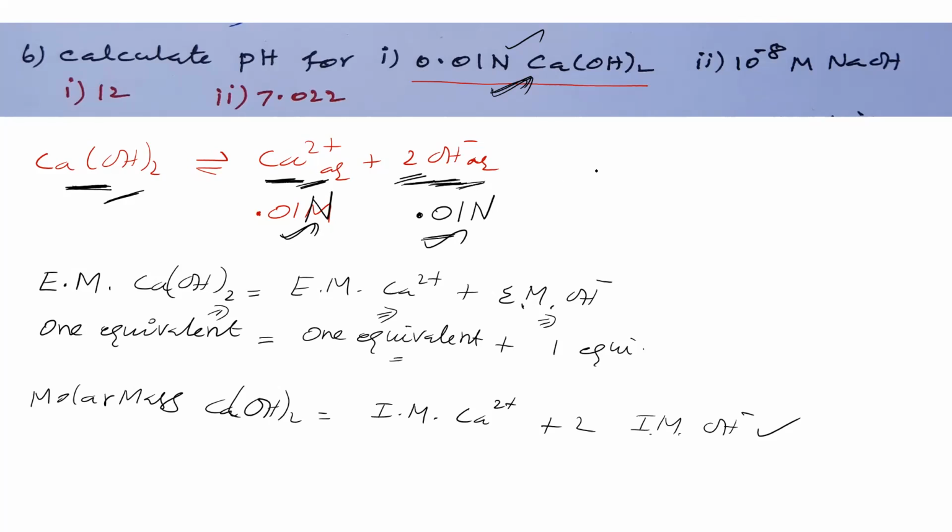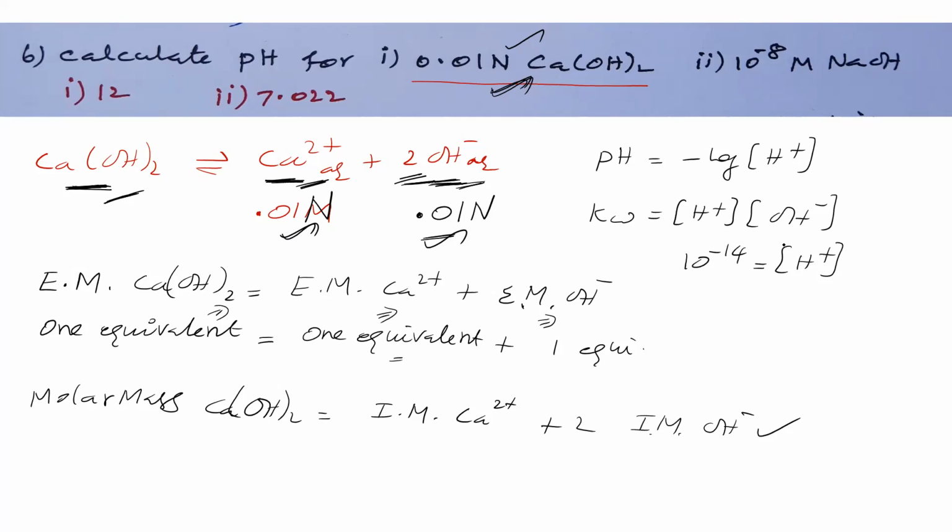Now we will find the pH. pH is equal to minus log of H plus concentration. We want the H plus concentration, and we know the OH minus concentration. Therefore Kw is equal to the concentration of H plus times OH minus. Substituting, Kw is 10 power minus 14, equal to H plus concentration, which we want, times OH minus concentration, which is 10 power minus 2. Simplifying, the concentration of H plus is 10 power minus 12. Substituting in the pH formula, pH is equal to 12.